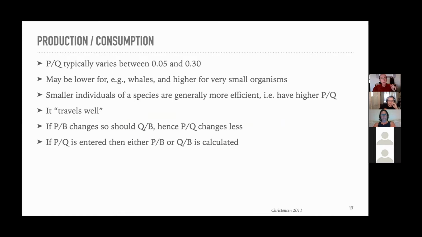And I talked about production consumption. Typically it varies between 0.05 and 0.3. That's the pie, how much of the pie is being turned into production. It can be lower when we're talking about whales and birds. And if we're talking about very small things with fast turnovers like bacteria, it can be up to 0.5. But a good part of the consumption always has to go to respiration, because that's the work we do. All organisms have metabolism that takes part of the consumption.